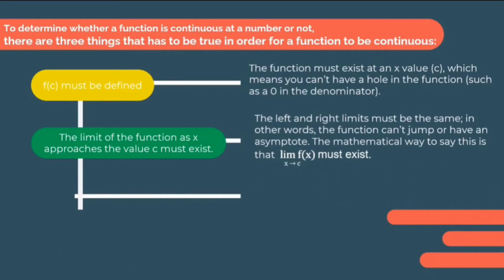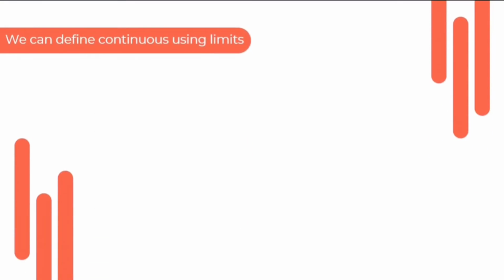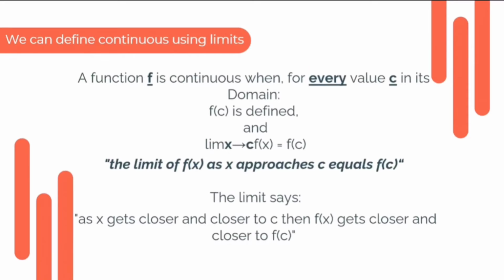The mathematical way to say this is that the limit of the function as x approaches the value of c must exist. The function's value at c and the limit as x approaches c must be equal. We can define continuity using limits. A function f is continuous when, for every value c in its domain, f(c) is defined, and the limit of f(x) as x approaches c is equal to f(c).